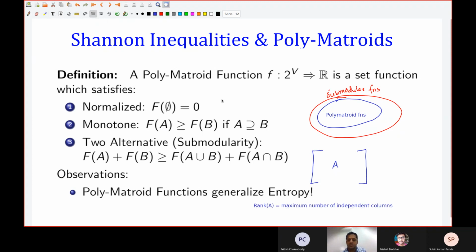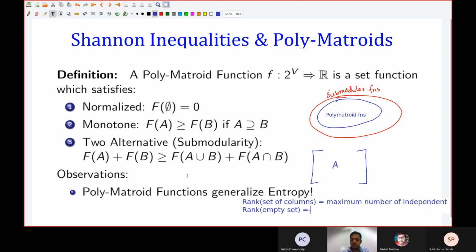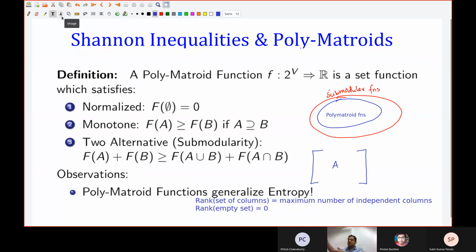Okay, so let's just write down its properties. Rank of a subset of columns, a set of columns, is the maximum number of independent columns in that set. So rank of the empty set is going to be 0. What about monotonicity? If I keep adding columns to the argument of rank, will the rank ever shrink? Rank won't shrink, right? The rank function is monotone. Very simple.